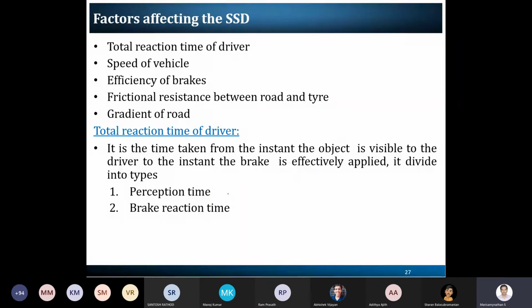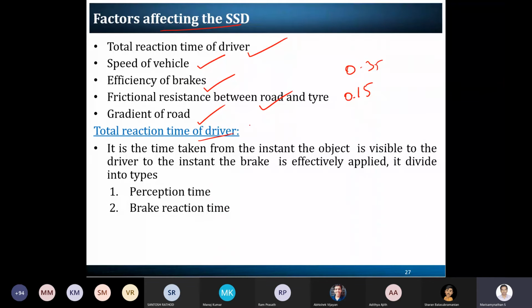And what factors are we considering? First, the total reaction time of the driver. It definitely varies from person to person, with the age and gender of the person, and how they react in that particular situation. Then the speed of the vehicle, the efficiency of the brakes, then the friction. In the previous chapter we have seen the friction, 0.35 longitudinal and 0.15 lateral, which is how friction happens between the road and the tire. And the gradient of the road. So these are the five major factors affecting the stopping sight distance.